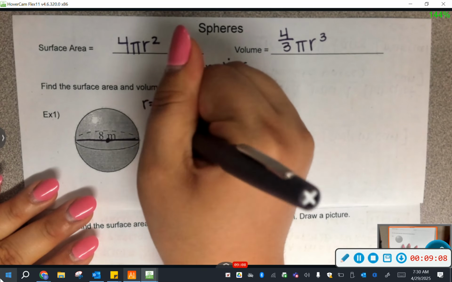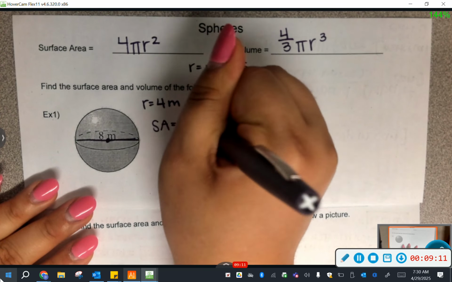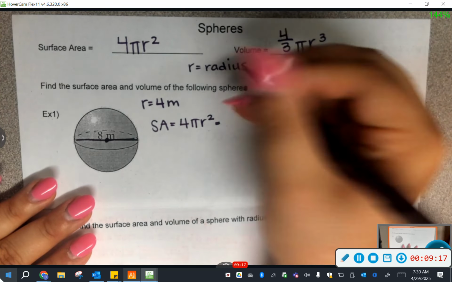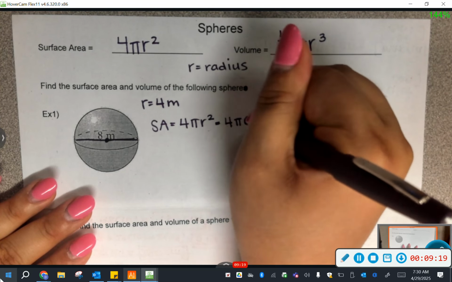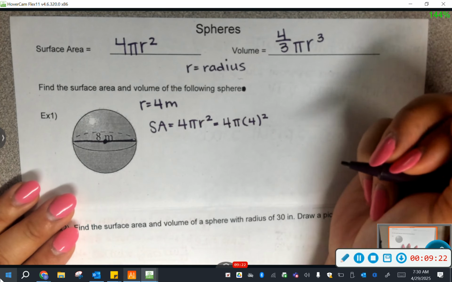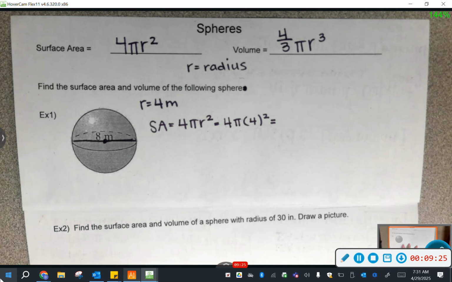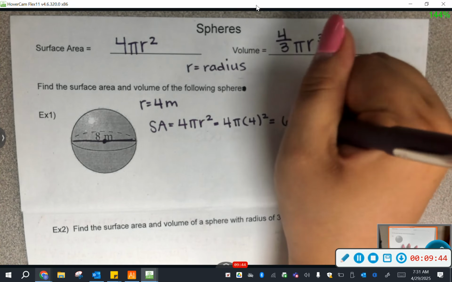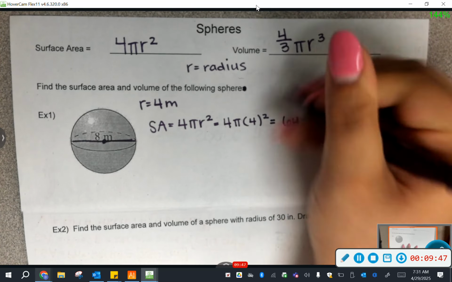So my surface area is going to be 4 pi r squared. Write the formula. Now I'm going to plug it in. 4 pi 4 squared. And get the answer. And when I'm getting the answer, what am I not putting in the calculator? Pi. Don't put pi in the calculator. So 4, don't put pi, 4 squared gives me 64 pi meters squared is my answer.